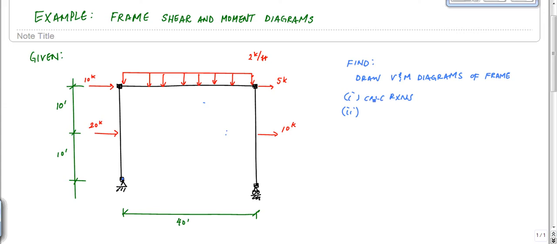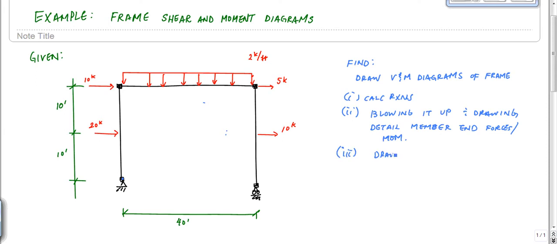And two, the next thing I recommend doing is blowing up the structure. When I say blowing it up, I mean cutting it up and isolating all the joints as well. Blowing it up and drawing detail with member end forces and moments. And then third will be drawing the V and M diagrams.